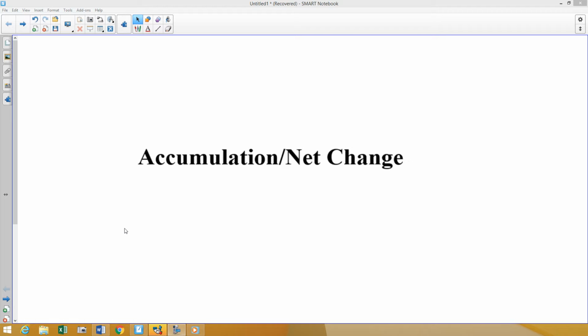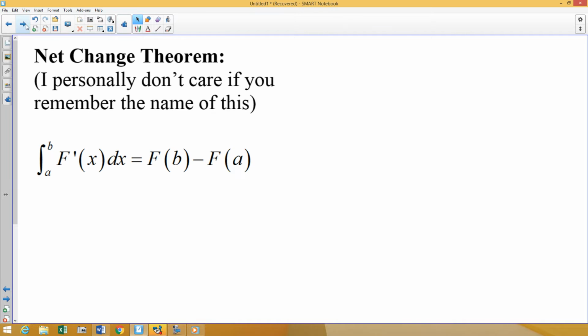Okay, let's talk about accumulation and net change. The net change theorem, which I don't care if you know the name of it, just as long as you can identify when to use it and how to use it. This is something we've actually already talked about.